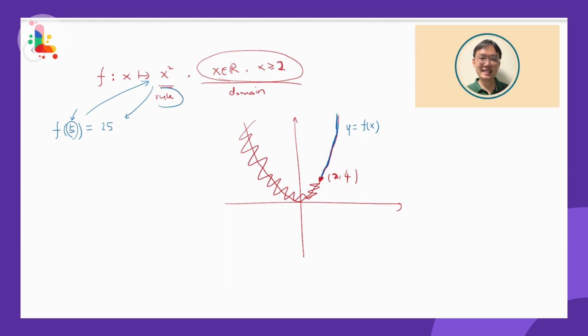So every function you got 3 things. You got rule, domain, and range. Okay? Domain is your input. You can say it's your x. Range is your output. It's your y in the graph.